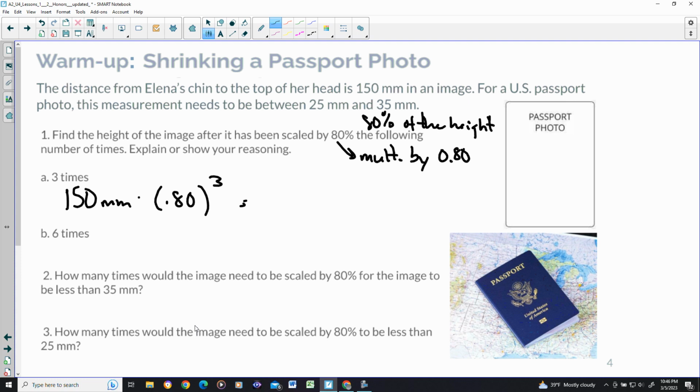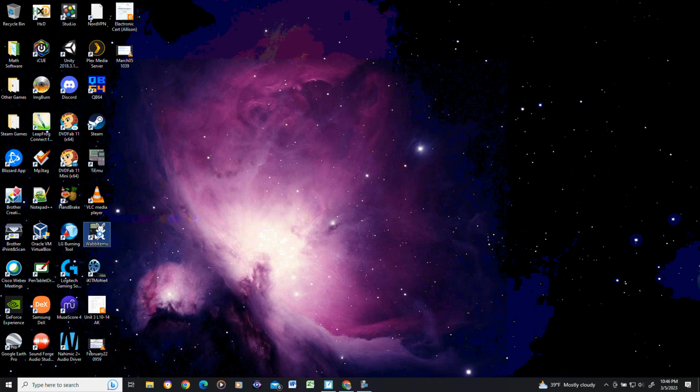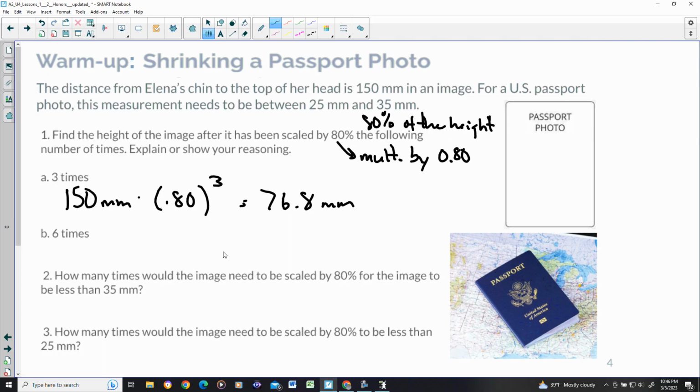Normally, I would just use the calculator on screen. I'm just going to do this quickly here. 150 times 0.8 to the third power, 76.8. Okay, 76.8 millimeters. So for the remainder of this, I'm going to go ahead and find my on-screen calculator. There it is. Perfect.